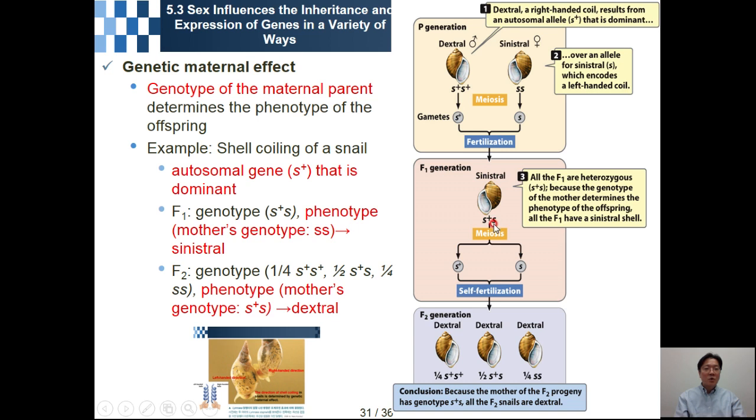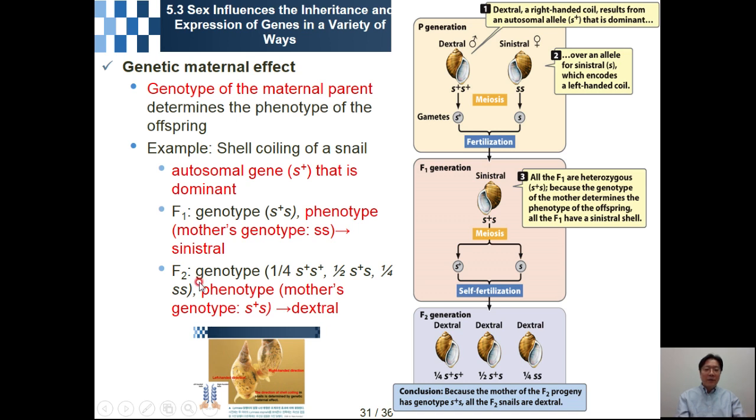Usually S plus is dominant over S, so their phenotype should be dextral, but in the F1 generation, the genotype is S plus S, but the phenotype is determined by the genotype of the maternal parent. Even though they have S plus S, their phenotype is determined by the mother's genotype. The mother's genotype is ss. That's why all of the offspring will show the sinister, left-handed phenotype.